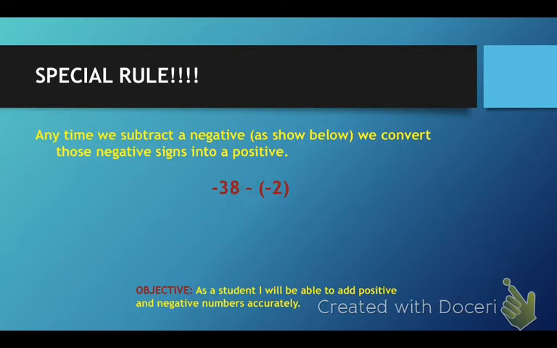Before I show you why we do that, I'm going to just show you what we do. Generally, I just take those 2 negative symbols, put them together, and create a plus sign. What we would really have is negative 38 plus 2. Now, why? Well, I'm on the side here. I'm going to show you. Negative 38 minus a minus 2.